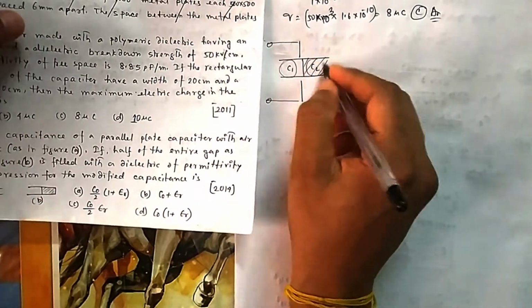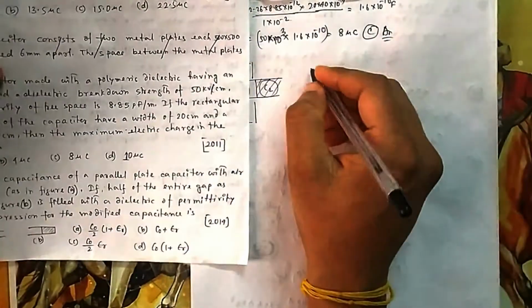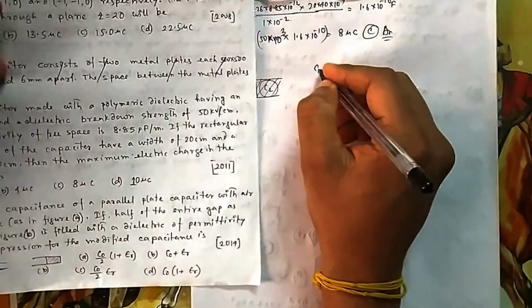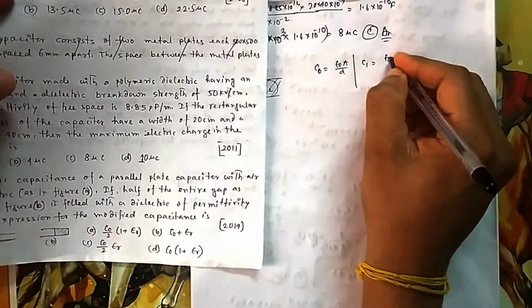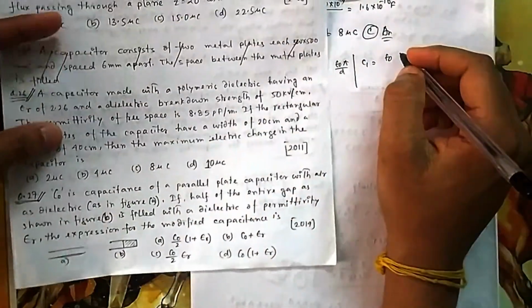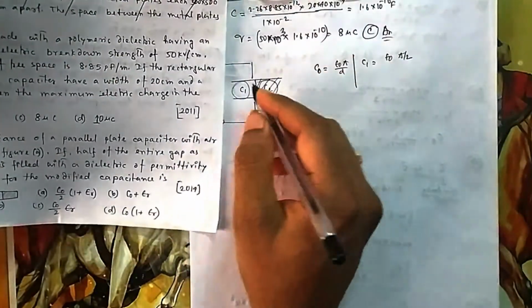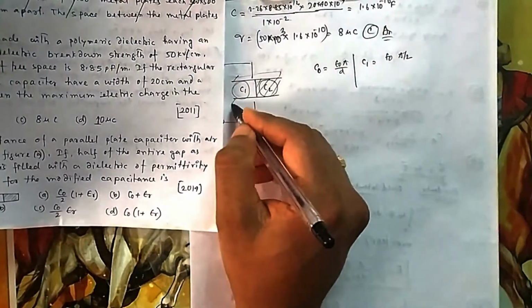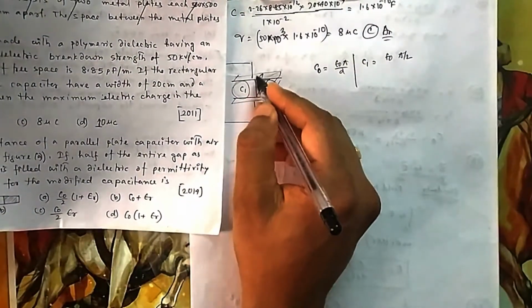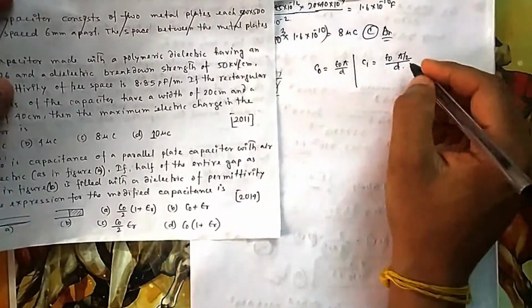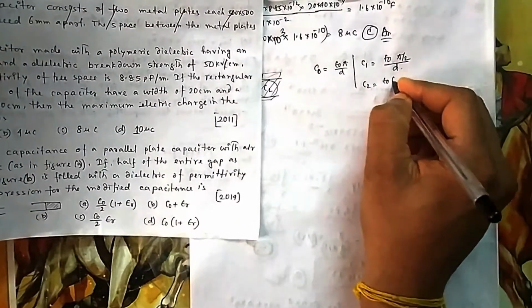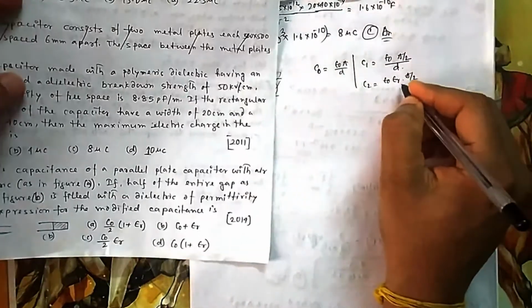So C1 is in parallel with C2, and you need to calculate that. So C1 will be equal to how much? The original C0 was for this one, that is epsilon 0 A by D. Now what will be C1? Epsilon 0 is the same, but A is also divided by 2 because you have divided it into two parts. This was the total plate area, now it is half, so it is A by 2, divided by distance, which remains the same, D. Similarly, C2 will be equal to epsilon 0 epsilon R, A by 2 divided by D.